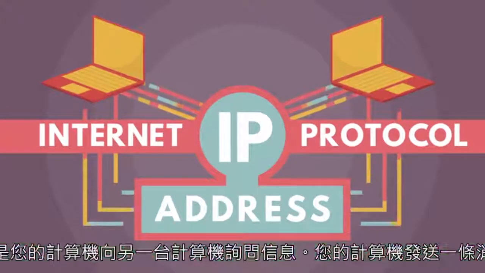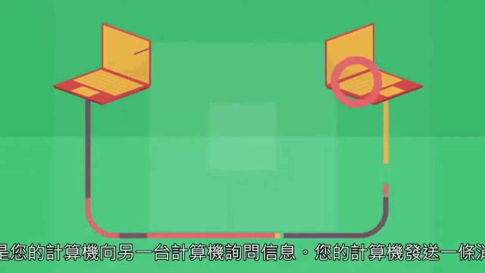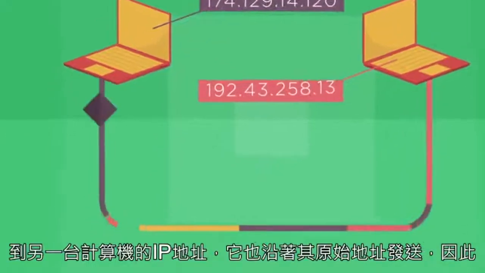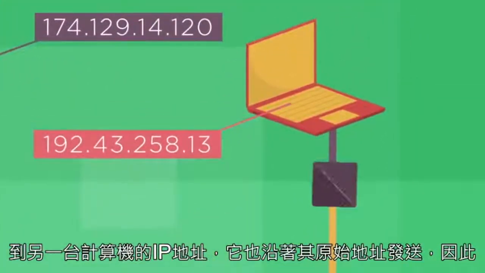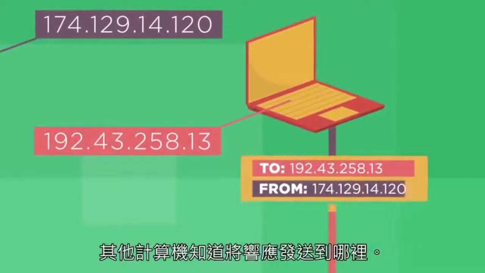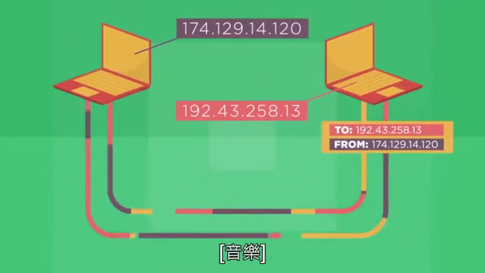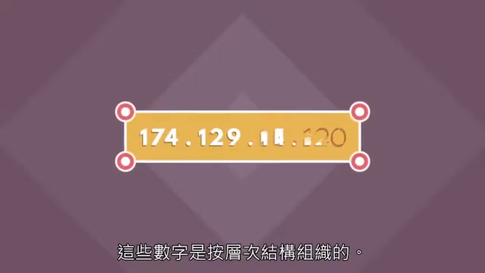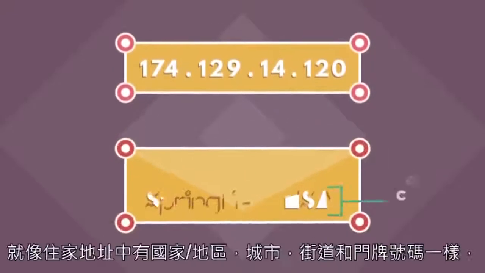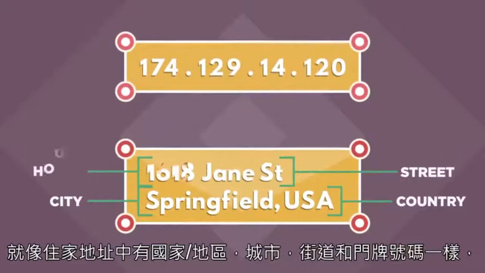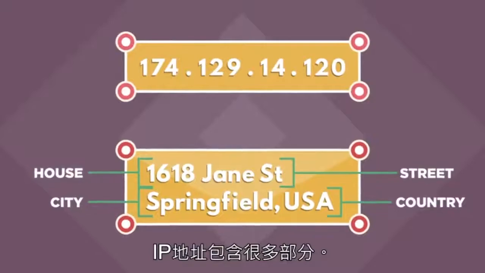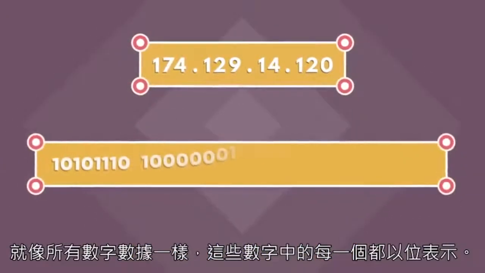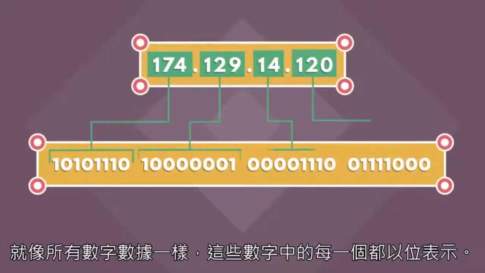Visiting a website is really just your computer asking another computer for information. Your computer sends a message to the other computer's IP address, and it also sends along its origin address so the other computer knows where to send its response. You may have seen an IP address. It's just a bunch of numbers. These numbers are organized in a hierarchy. Just like a home address has a country, a city, a street, and a house number, an IP address has many parts. Just like all digital data, each of these numbers is represented in bits.